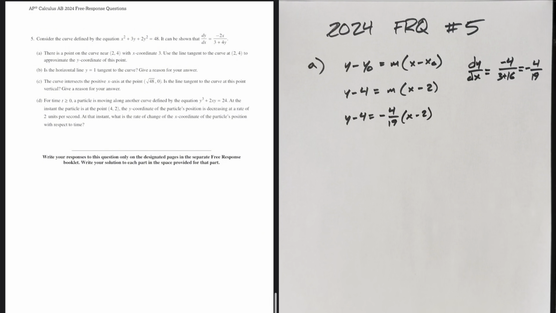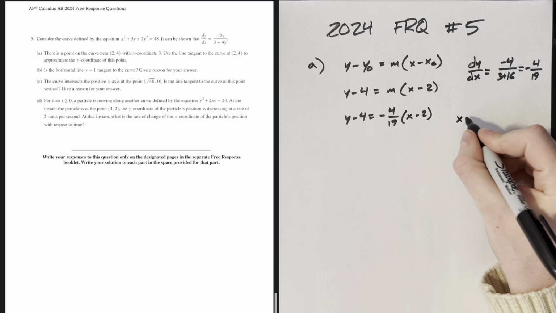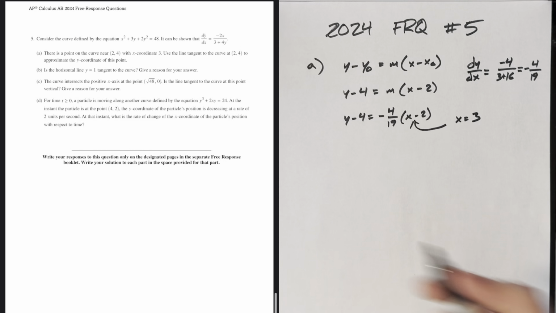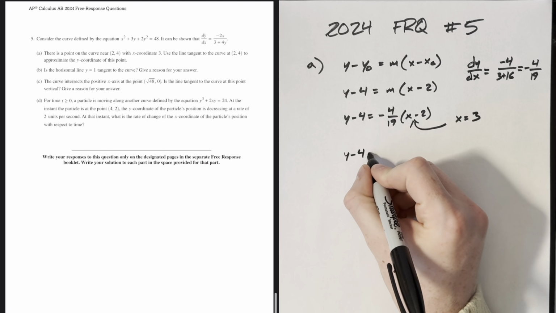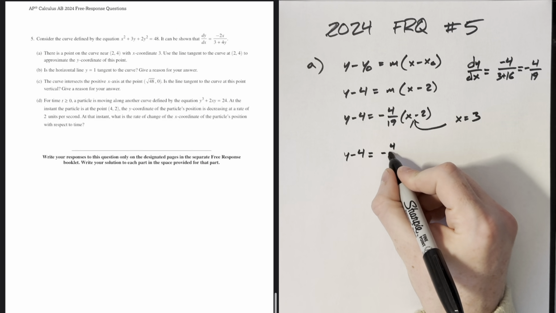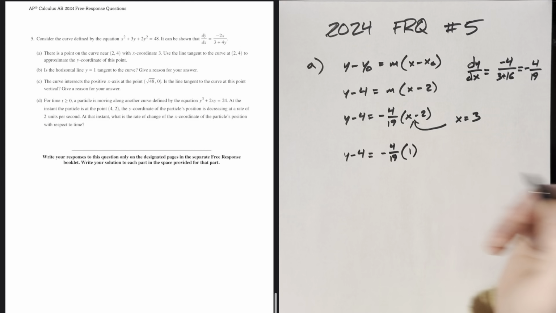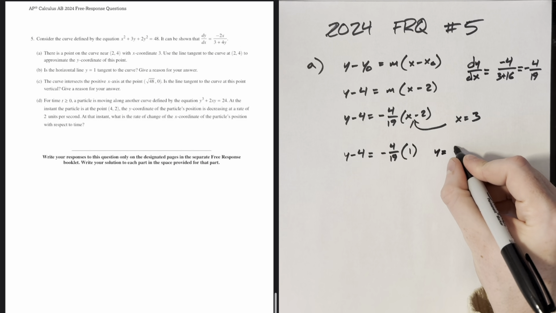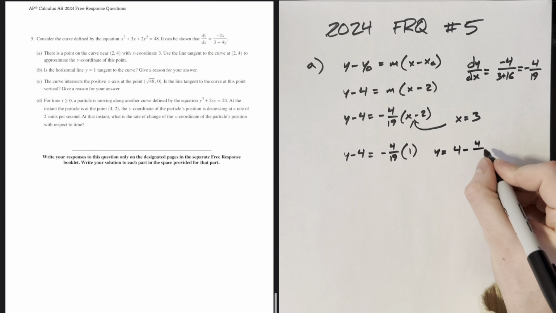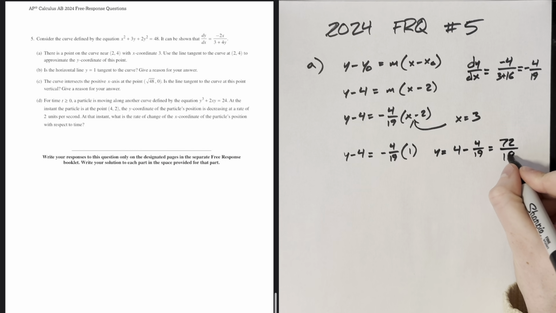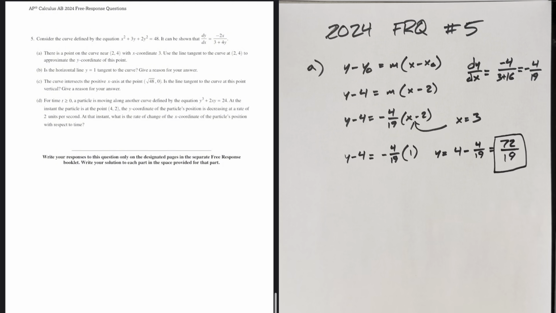So that is my tangent line, and to approximate the y-coordinate of this point, I can just plug in x equals 3 for x and solve for y. So I would get y minus 4 is equal to negative 4 over 19 times 3 minus 2, which is 1. So y is equal to 4 minus 4 over 19, which if we were to get a common denominator is 72 over 19, which is our approximation.